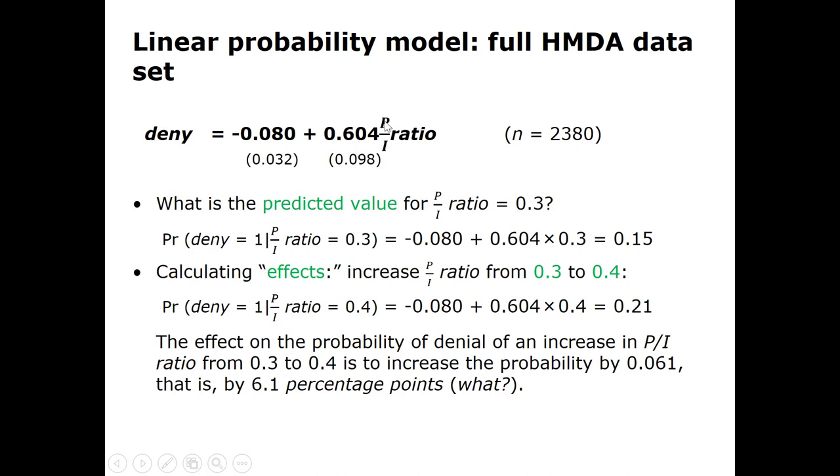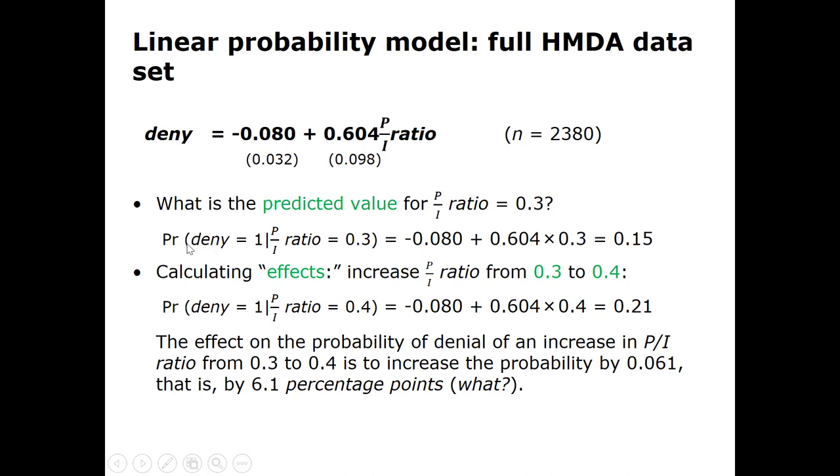PI ratio. Okay, so this is the coefficient estimate for PI ratio. We will interpret it in a minute. So let's do an exercise here. For a person, what's the predicted probability of denial given that their PI ratio is 0.3? So about 30% of their income goes into paying debt. Well, we would simply put y hat equal to this, but we have to write it in a more formally structured way.